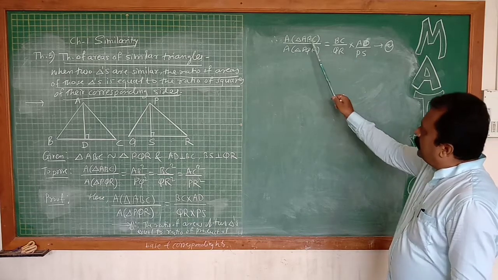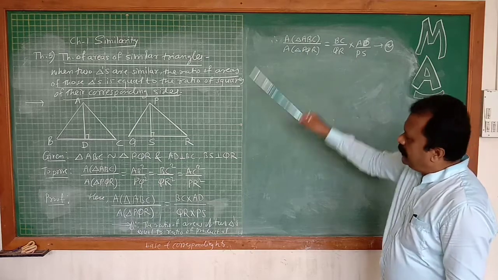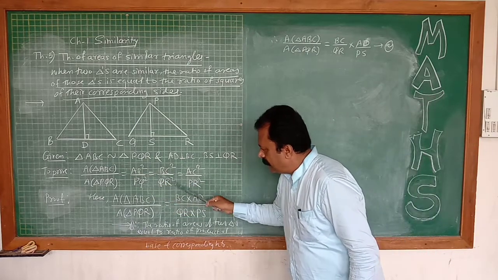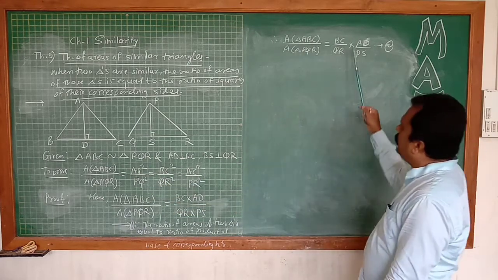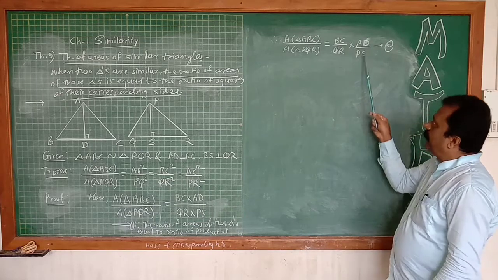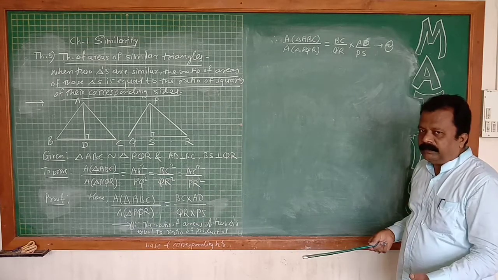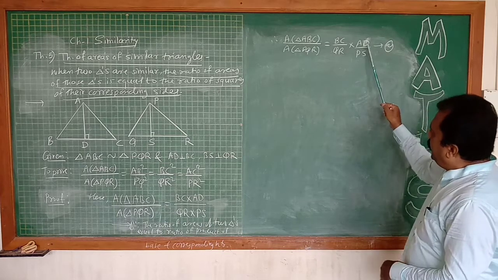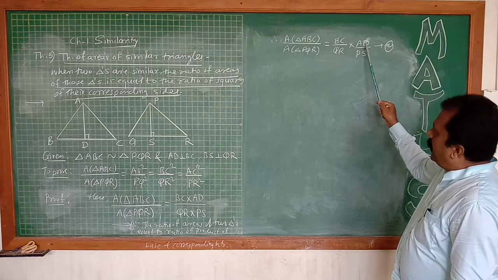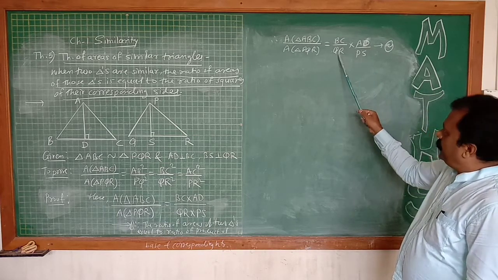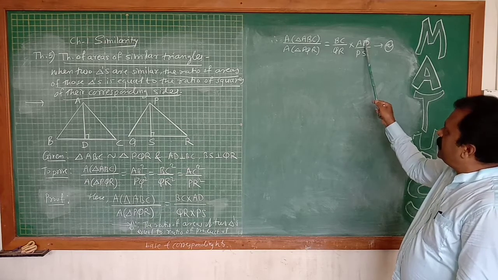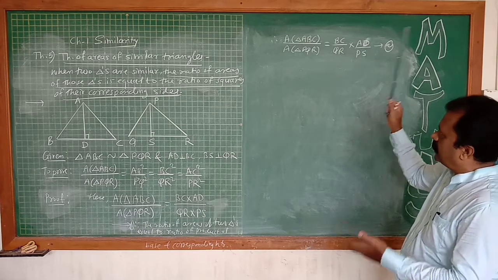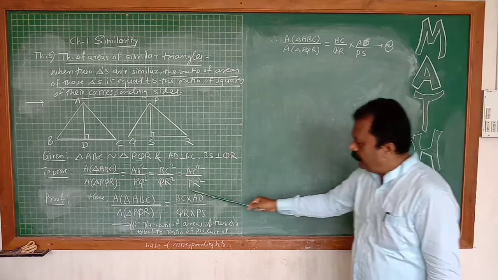Now this we can see in the proof. But here squares are given, here squares are not given, and AD upon PS is an additional part that you have to remove. How to remove it? For AD upon PS, the value of AD you have to put as BC, the value of PS you have to put as QR. Meaning BC into BC, BC square, QR into QR, QR square. So BC square upon QR square you will get.